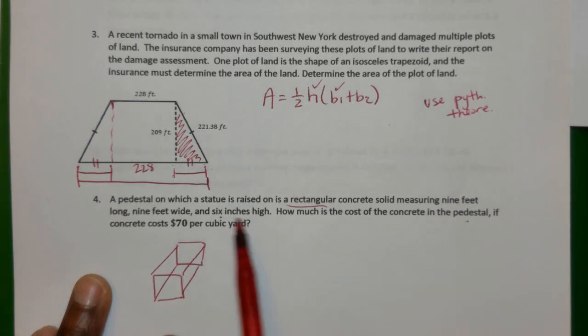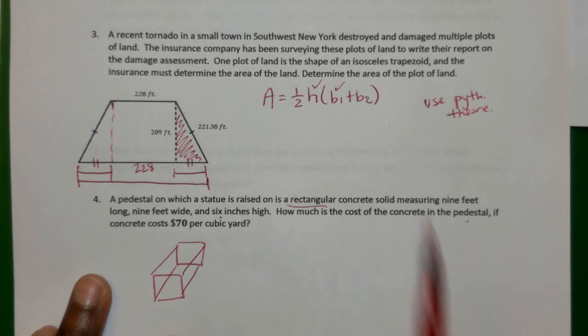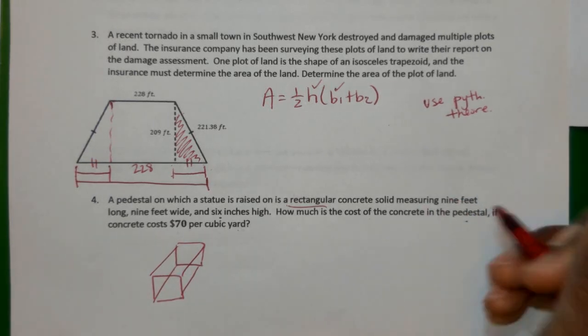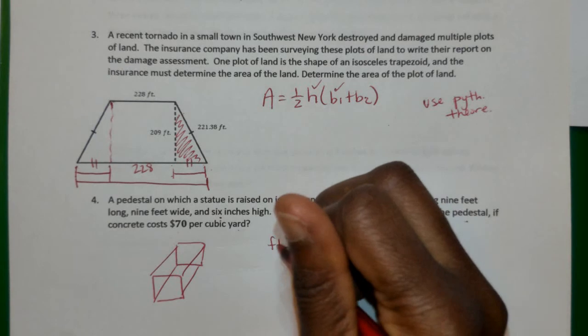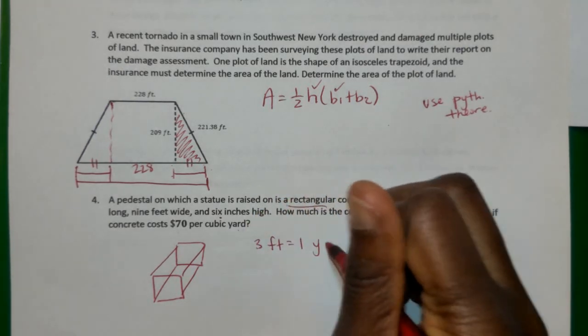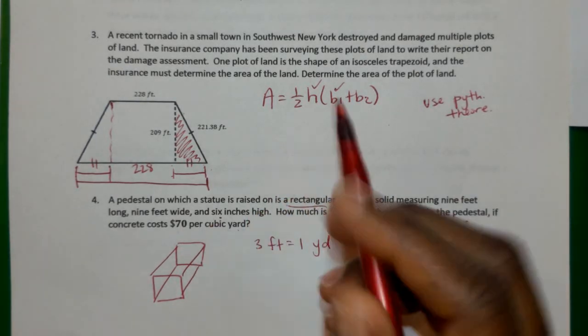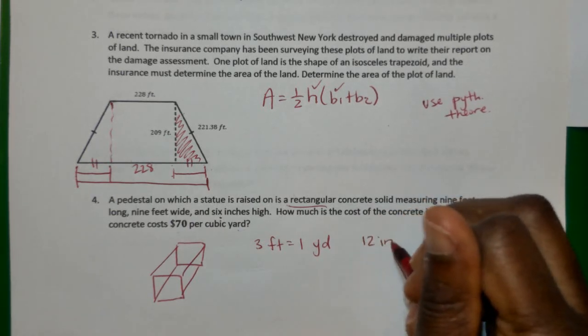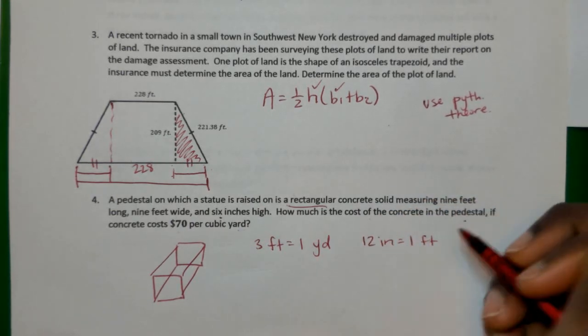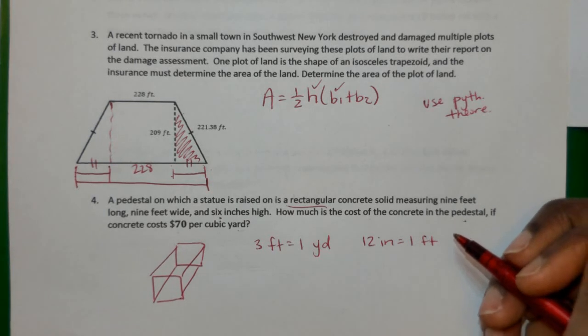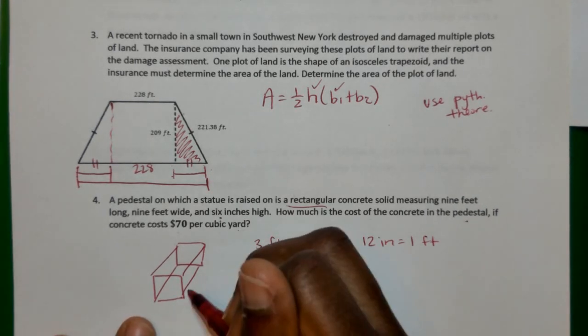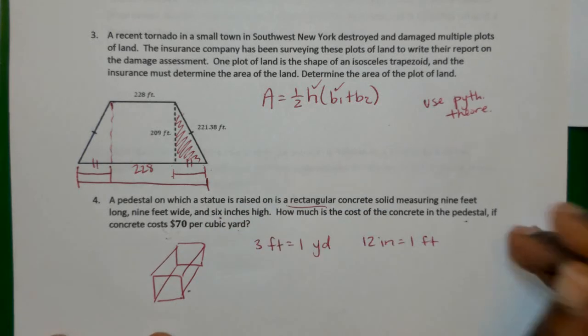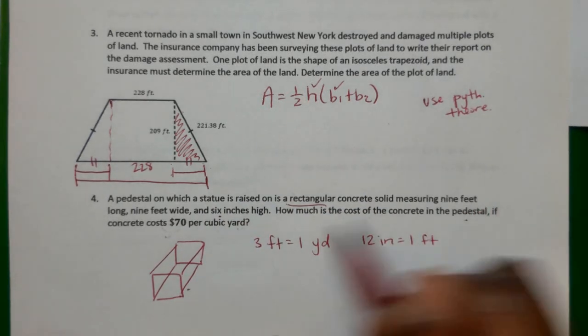So actually we need our answer to be in yards, so we want to convert all of these to yards. So we're doing feet to yards. There's 3 feet in every 1 yard. And then we're also doing inches to yards. So there's 12 inches in every 1 foot. So I'll help you do the conversions here, and then you're just doing the volume of this and timesing it by the $70.